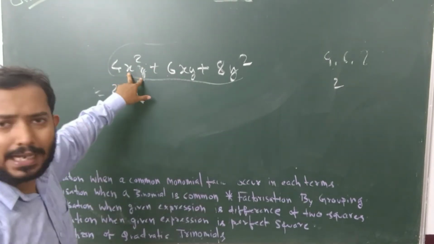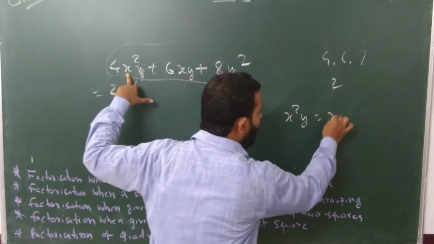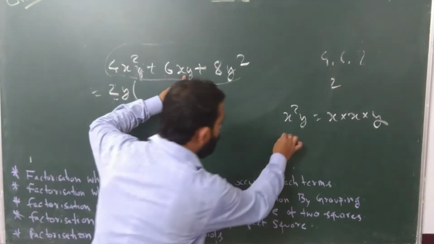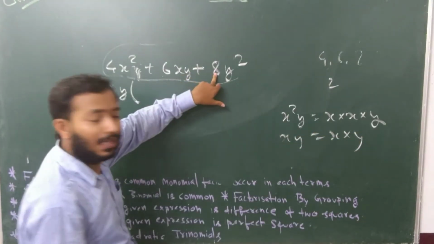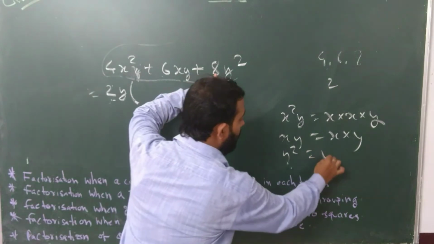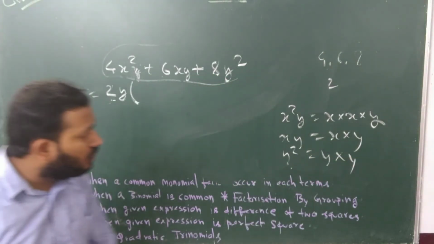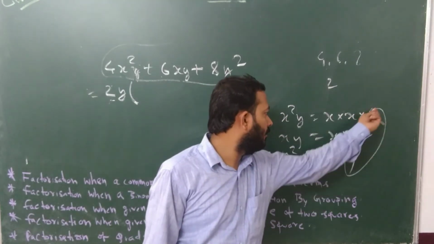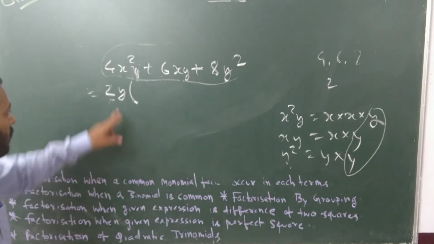Now if you look here, x square y, you can take it as x into x into y. And if you look at this one, xy, you can break it as x into y. And the last one, that is y square, that is y into y. So out of this all, you can see the common factor is what? y. The common factor is y. So we'll take that y outside.